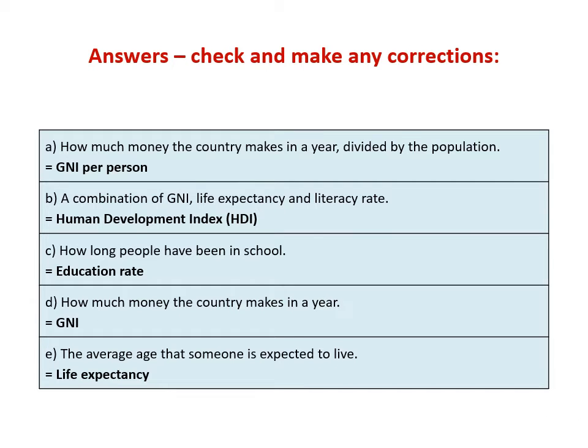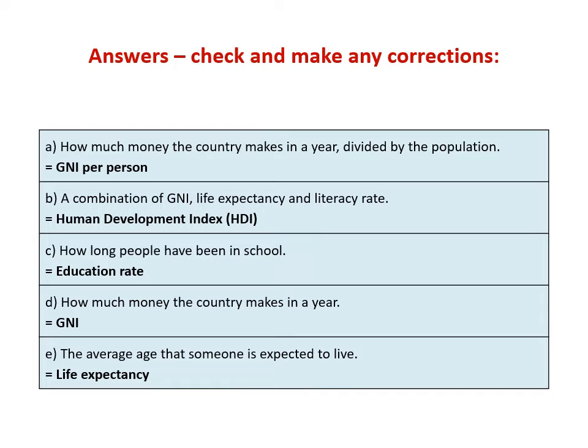Okay, fantastic. So here are the answers. Double check if you've got any wrong, then please make any corrections. So how much money the country makes in a year divided by the population, that's GNI, or gross national income per person. B, a combination of GNI, life expectancy, and literacy rate is the Human Development Index. C, how long people have been in school is the education or the literacy rate. If you've written literacy or education rate, that's fine. D, how much money the country makes in a year. Again, the GNI, this time not per person though. The average age that someone is expected to live to is their life expectancy, measured in years.